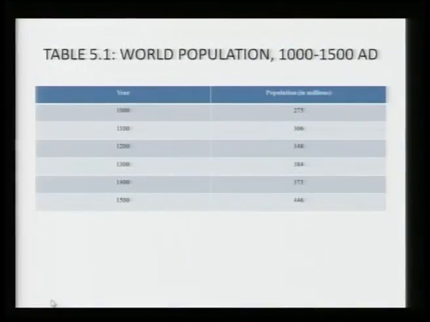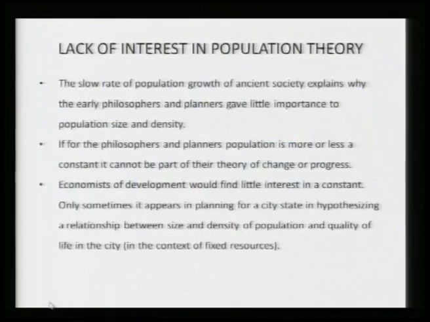Look at the world population growth. World population in millions, today we are in billions. World population in millions in 1000 AD was 275, in 1100 it was 306. By 1500 AD, the world population reached only 446 million. And that explains why there was a lack of interest in population theory.